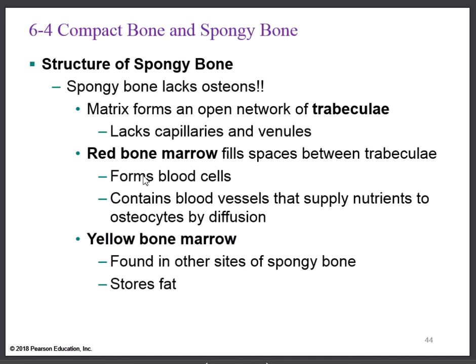Let's compare now the compact bone to spongy bone. If you notice here, and I even put a little exclamation point, spongy bone does not have osteons. Right? Does not have osteons. Instead, what makes up spongy bone, to give it that kind of porous look, are these little bony struts called trabeculae.